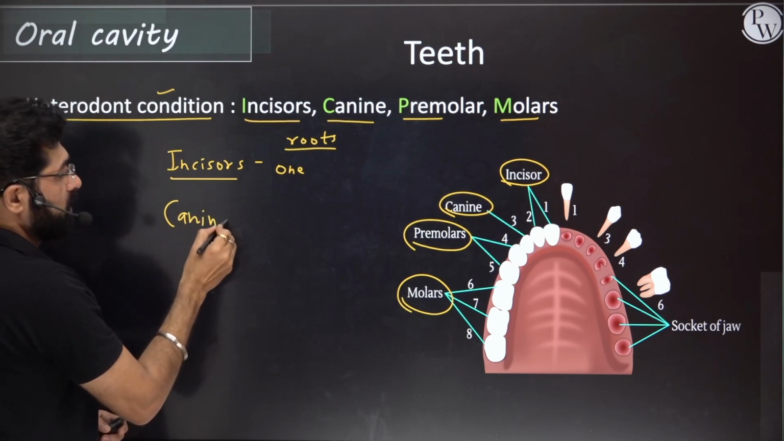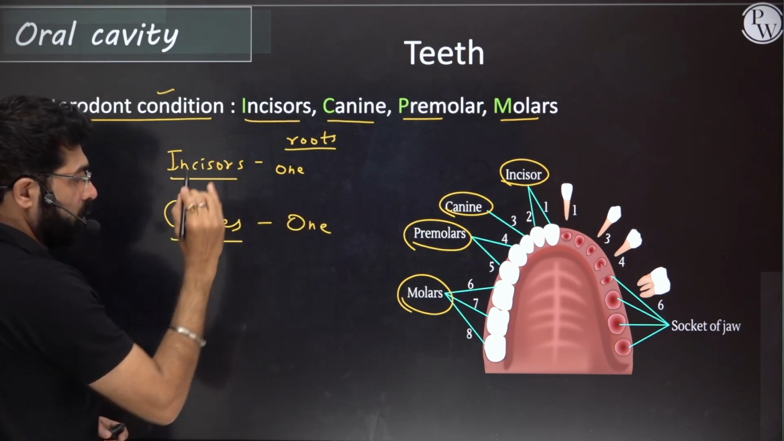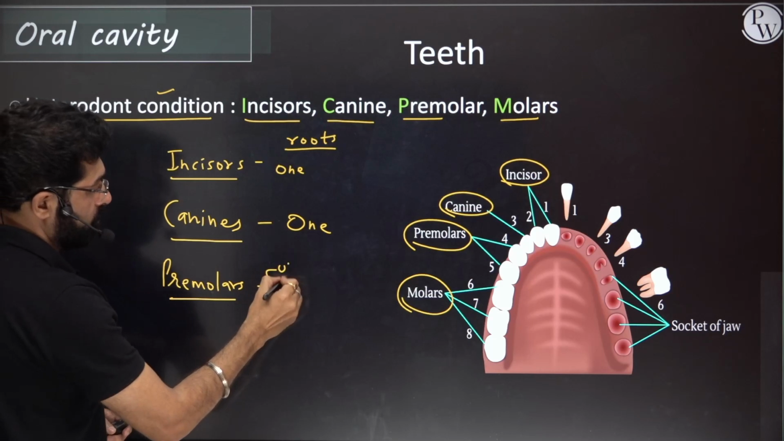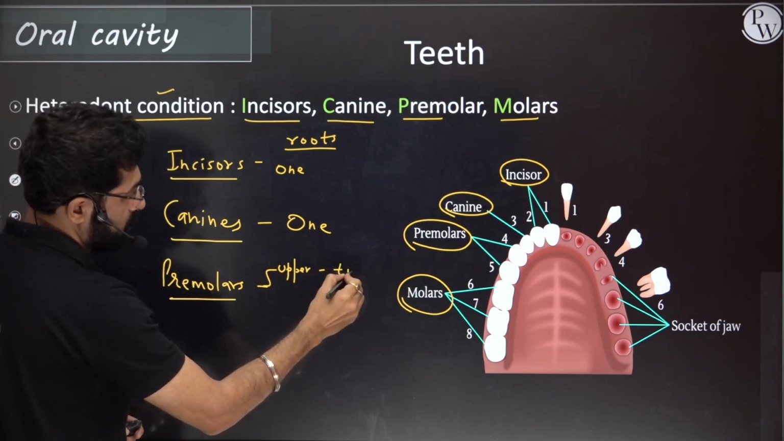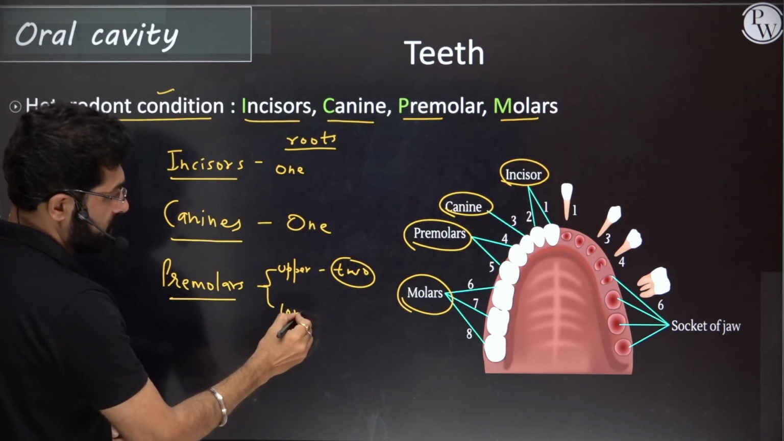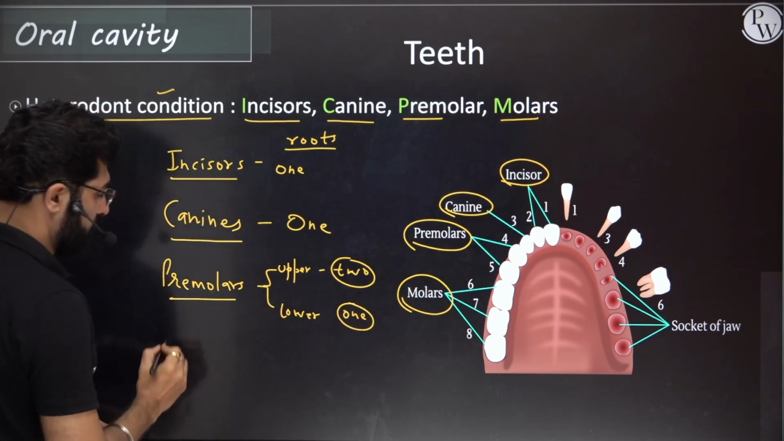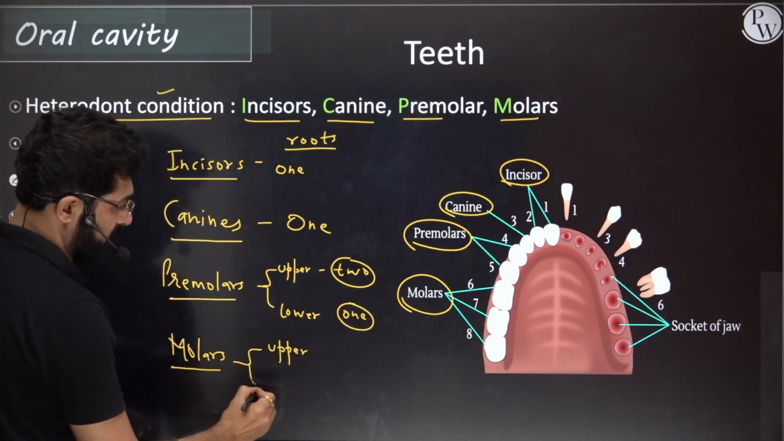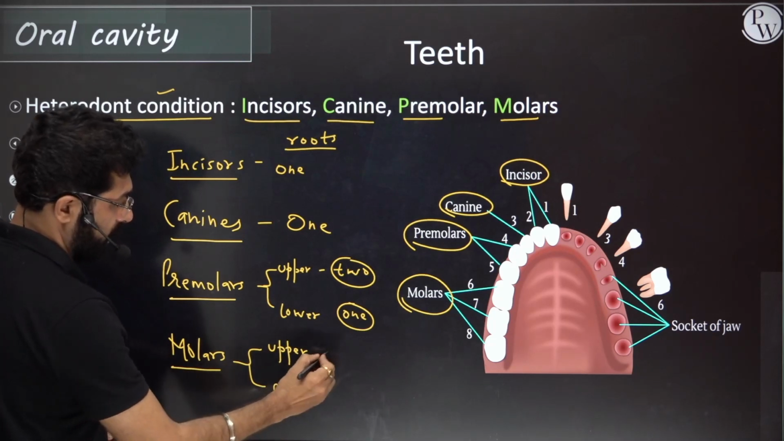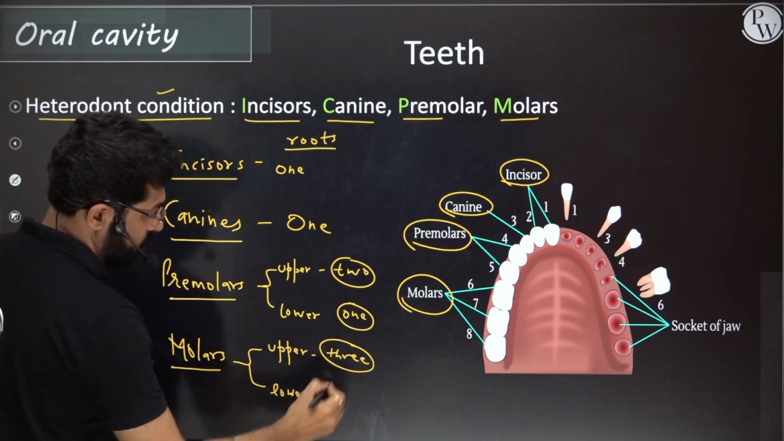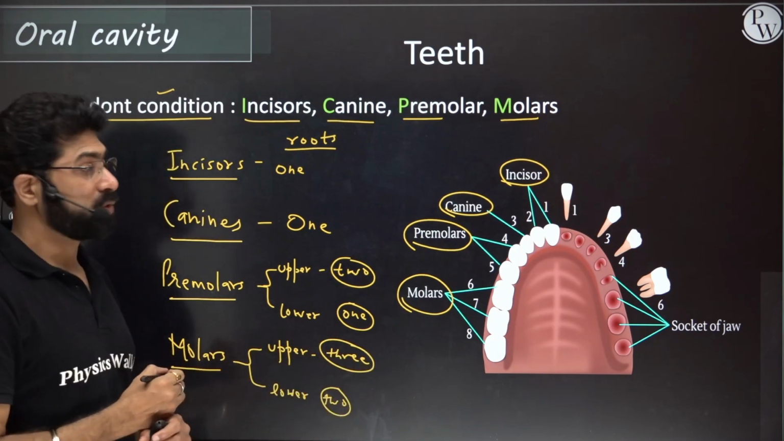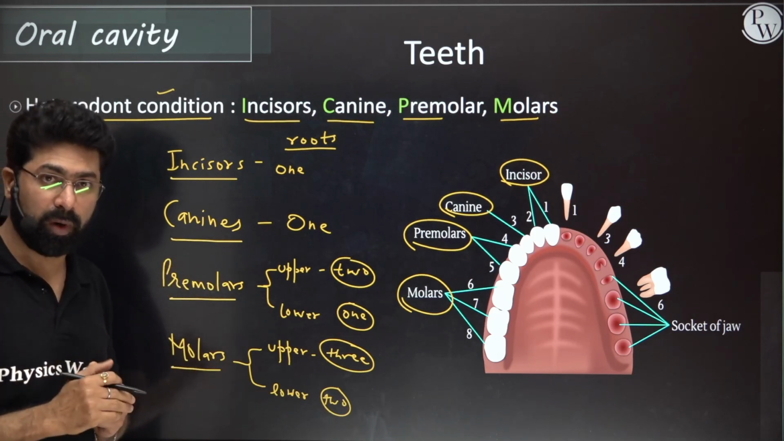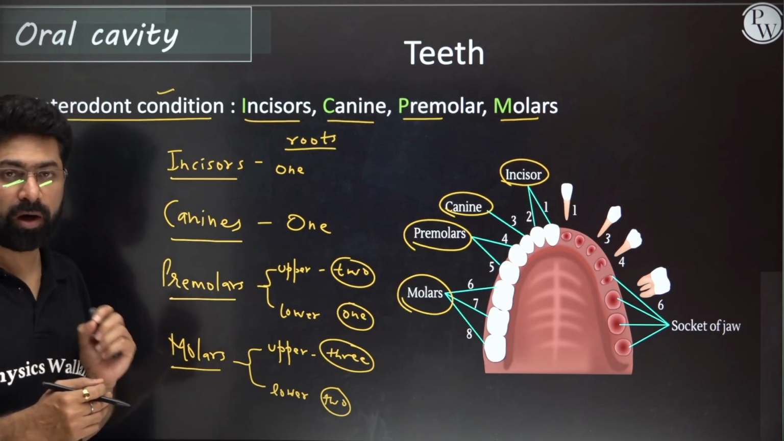Canines also will have one root in the upper and lower. Premolars will have two roots in the upper ones. Upper premolars will have two roots. Okay, and lower premolars will have one root. Whereas molars will have three roots in the upper molars and lower molars will have two roots. So this is just information on how many roots will be present in upper or lower canines, premolars or molars.